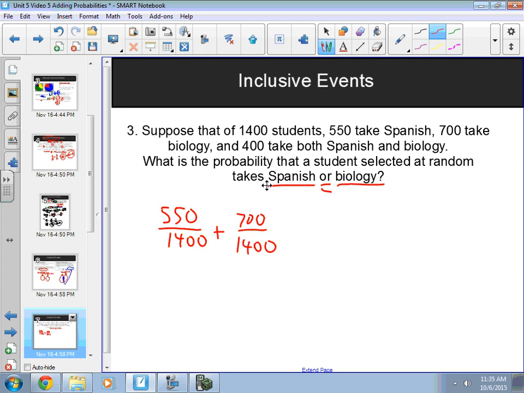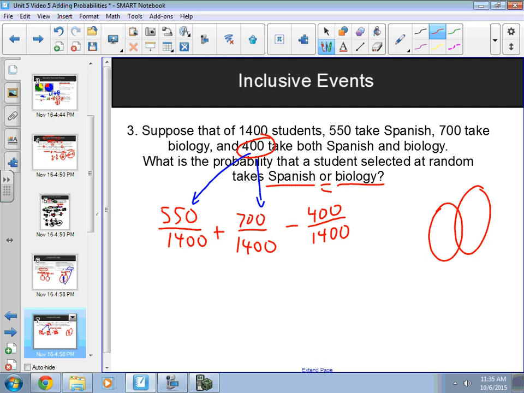But these 400 students that are included in both this count and this count are being counted twice right now. We would get an overestimate of the probability if we just added these up. So what we have to do is minus out that 400 students, or else our probability is going to be too high. What this looks like: we have our Spanish kids here, we have our bio kids here, and right here are those 400 students that are in both groups. So we don't want to count them twice. So we need to subtract them out.